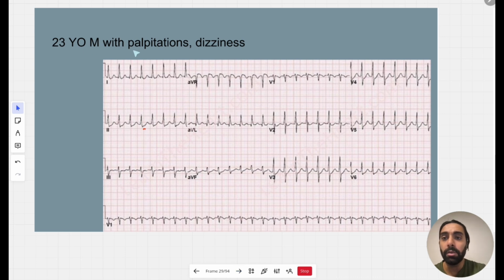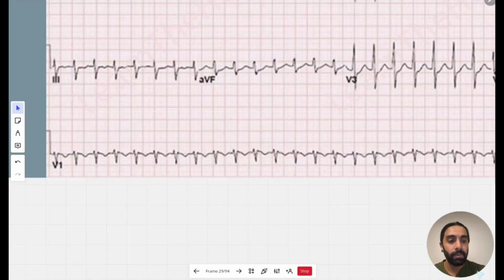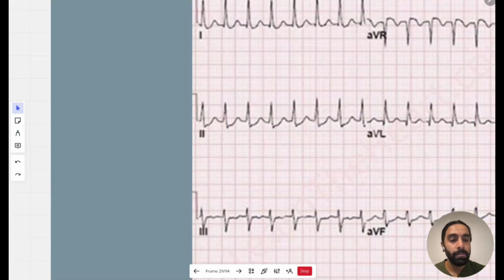23-year-old male with palpitations, dizziness. You can tell that this is already very tachycardic. It appears regular. The R-to-R looks spaced out pretty regularly. And you may think this is a P wave. It's not. This is actually a T wave. So you don't see an actual discernible P wave in this.